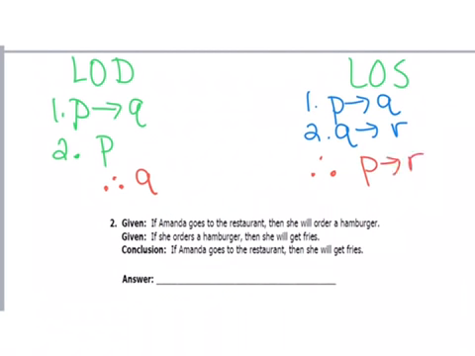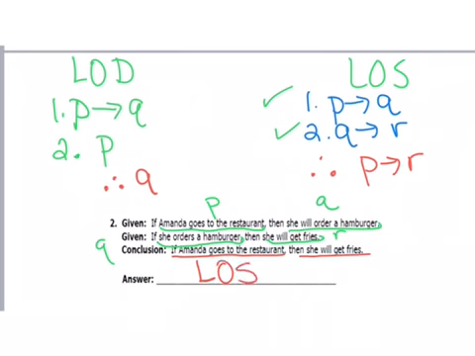So first step, let's mark it up. Amanda goes to the restaurant, P. She will order a hamburger, Q. She orders a hamburger, sounds like Q to me. She will get fries, R. So I have my law of syllogism, I have my P to Q, my Q to R. So now what is my conclusion? My conclusion should be, if Amanda goes to the restaurant, she will get fries. Let's check it out. Is that what this says? If Amanda goes to the restaurant, she will get fries. Yes, valid conclusion. What law is it? It is the LOS, law of syllogism.